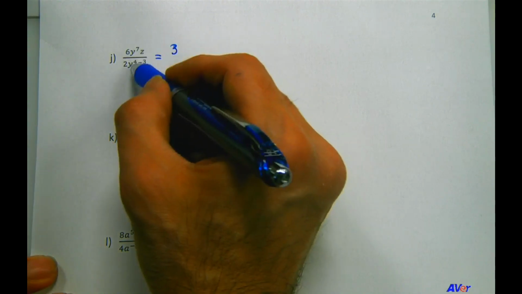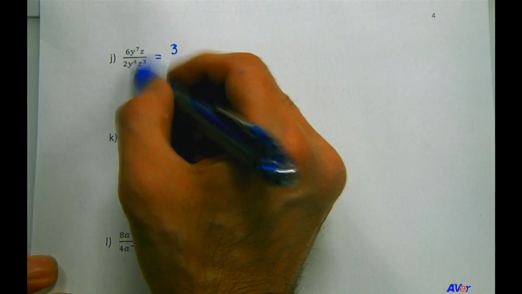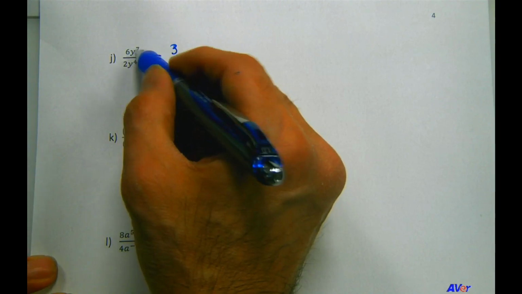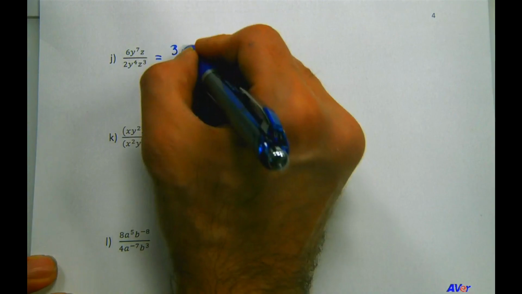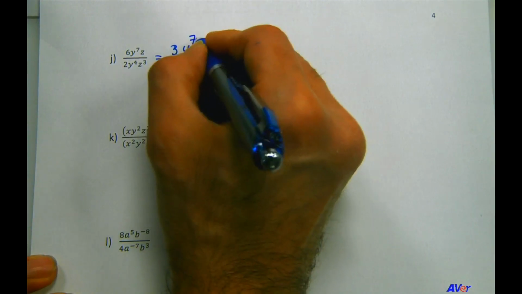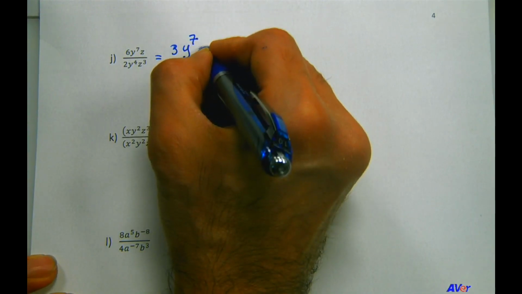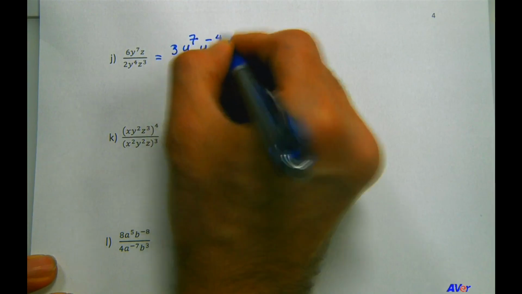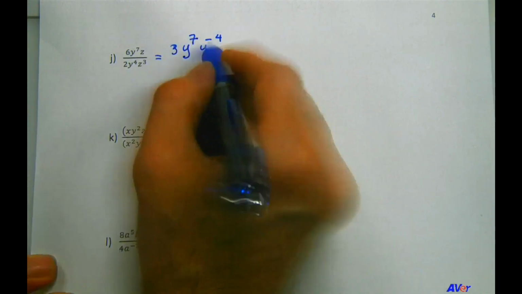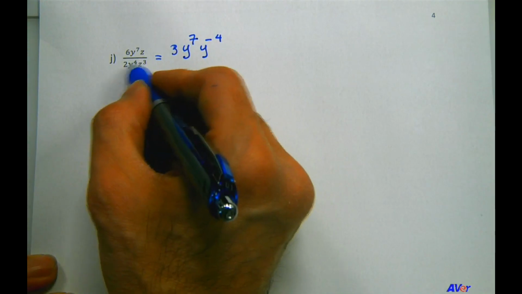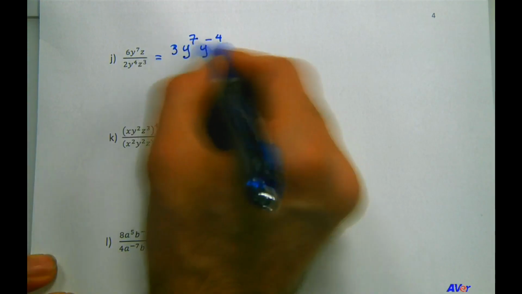Well, if you said you're moving y to the 4th up, you're absolutely correct. Because in that direction, you'll have this. y to the 7th times y to the negative 4, right? I move this up. Now the power changed sign, algebraic sign. Now when we add them, we get something positive.